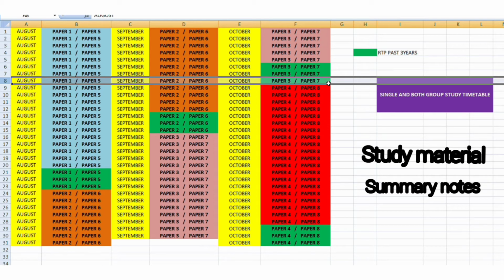Next is our paper 4 and paper 8, which is our last and final session, that is our 4th slot.